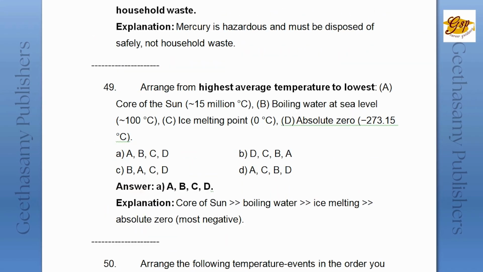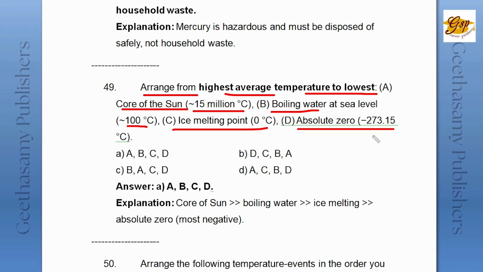And 49th question, arrange the highest average temperature to the lowest. Core of the sun 15 million degrees centigrade, boiling water at sea level 100 degrees centigrade, ice melting 0 degrees centigrade, and absolute zero minus 273.15. So the correct answer is, it is in the same order, it is A, B, C, D only.